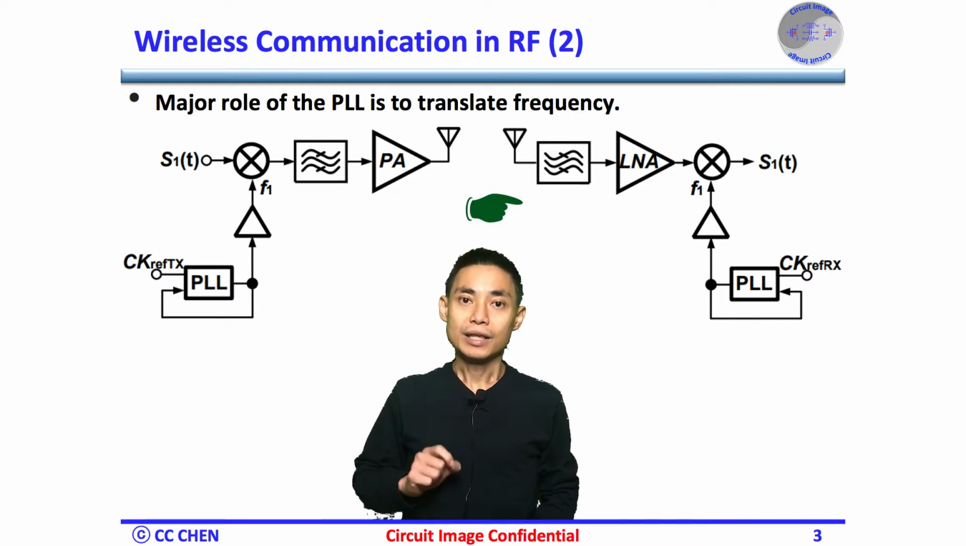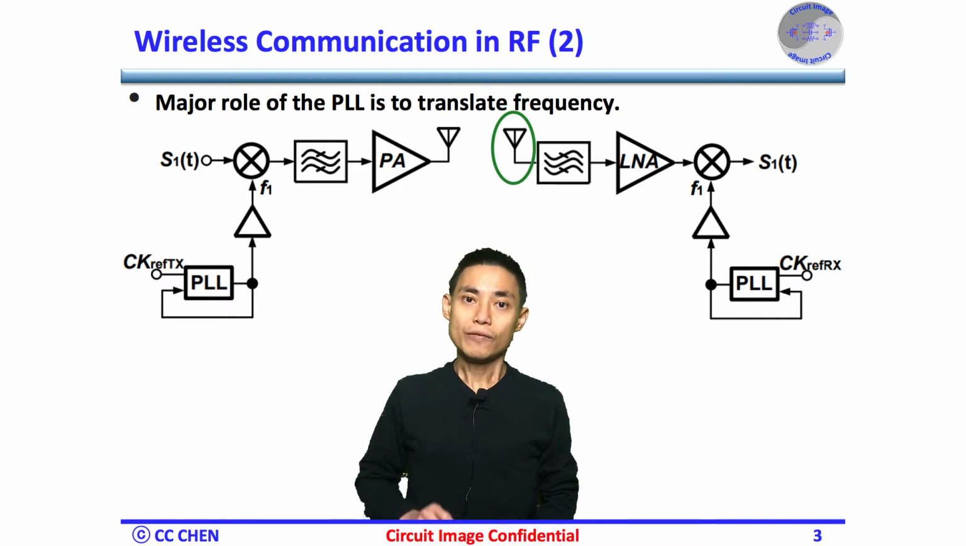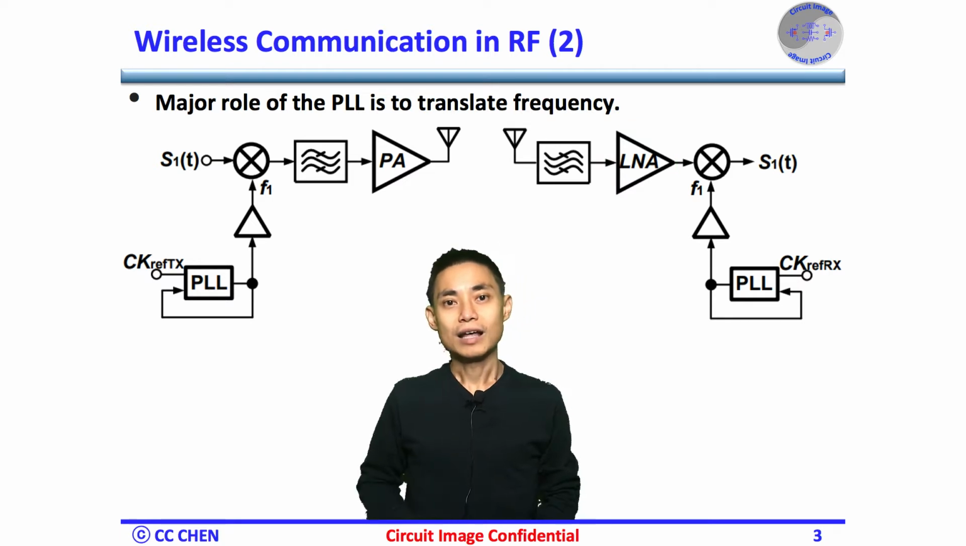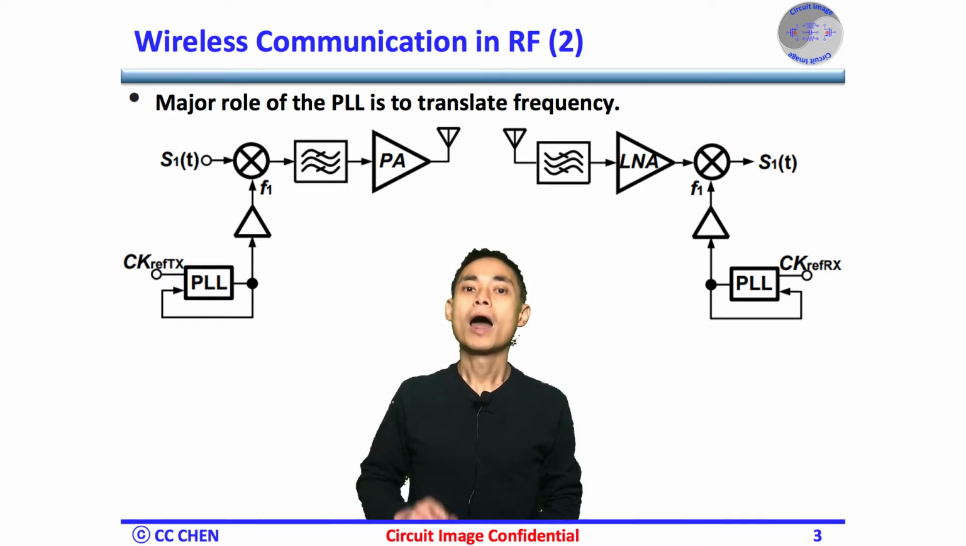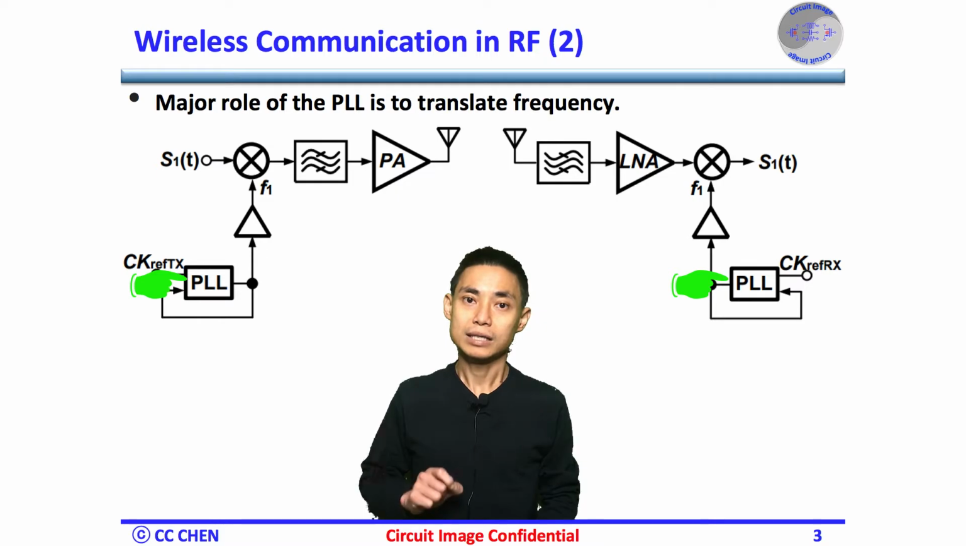On the other hand, in the receiver circuit image, the modulated weak signal was received through the antenna and filtered by the bandpass filter and then was amplified by a low-noise amplifier. Lastly, the greater signal-to-noise ratio, SNR, signal was downconverted with the carrier frequency F1 through the PLL's output clock source to a baseband signal S1 of t. Therefore, a PLL is a must to provide a stable and adjustable carrier for both TX and RX in wireless communication.